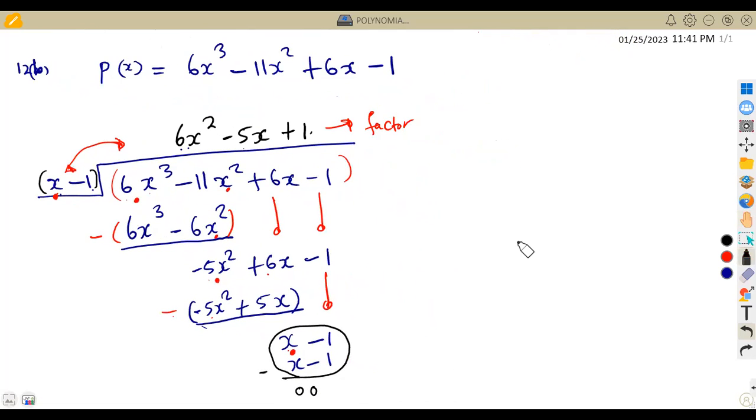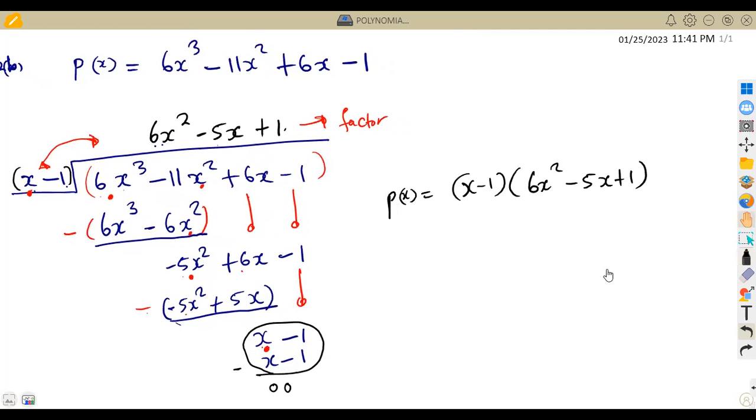So therefore, we can write our p(x) as the product of the factors. The first factor that we were given, which is x minus 1, and the one that we obtained when we divided, which is the quadratic factor, 6x squared minus 5x plus 1. So you try to factorize the quadratic expression because maybe there are factors, or maybe it can't be factorized. If it can't be factorized, then you leave it at that stage. So you don't just stop at this stage. Try to factorize as much as you can.